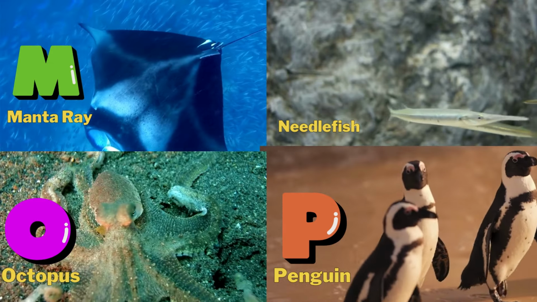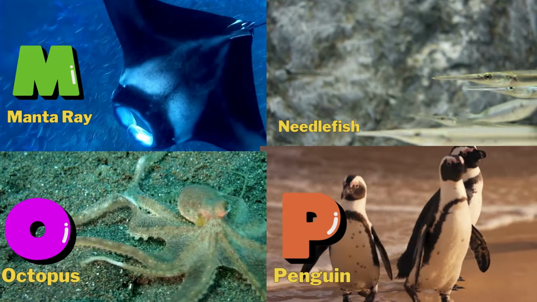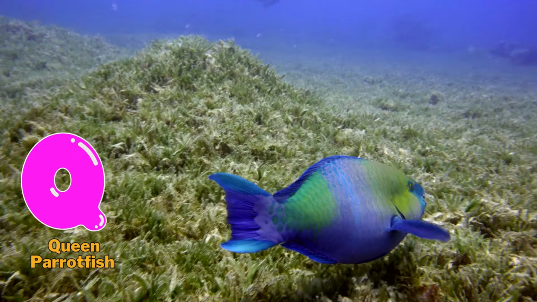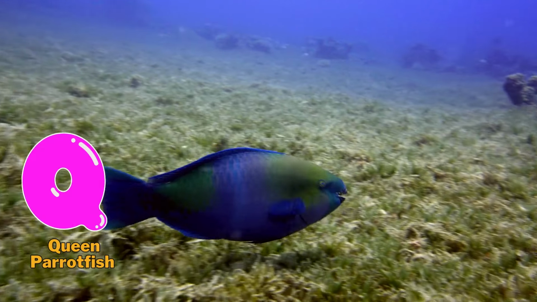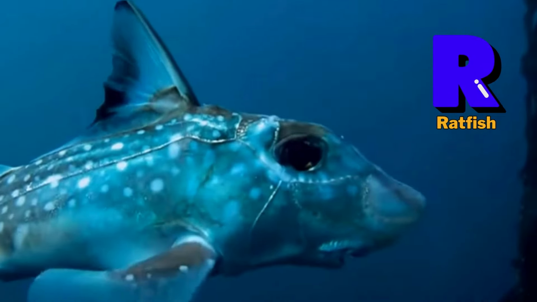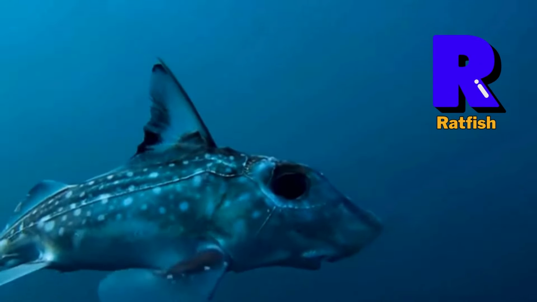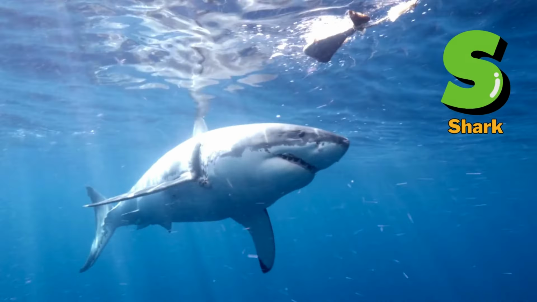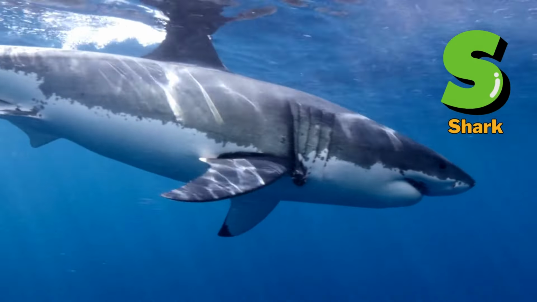Q is for queen parrotfish. Queen parrotfish. R is for ratfish. Ratfish. S is for shark. Shark. T is for turtle. Turtle.